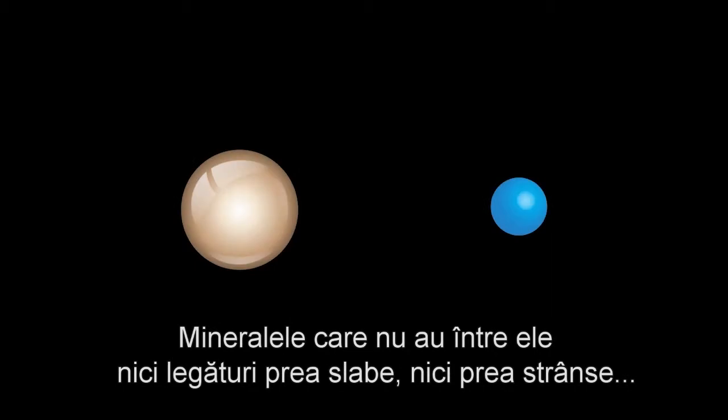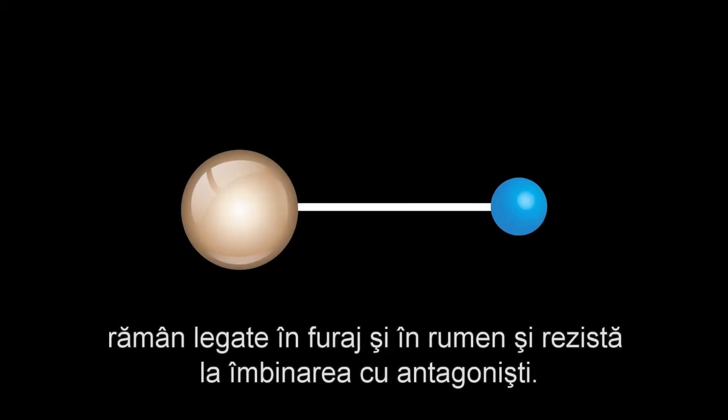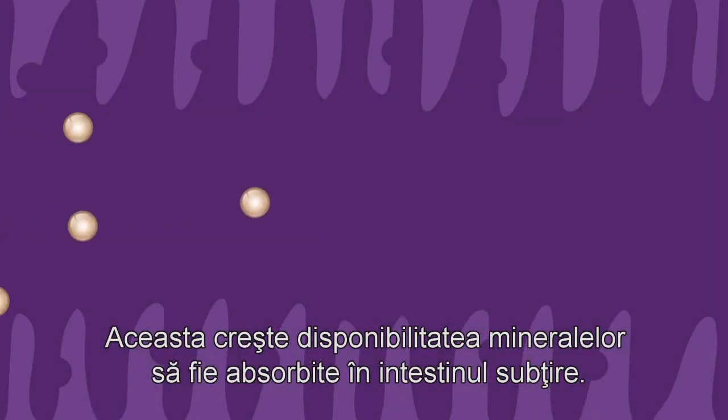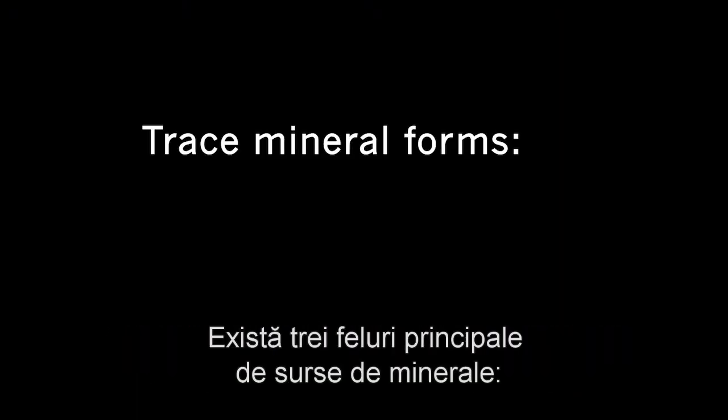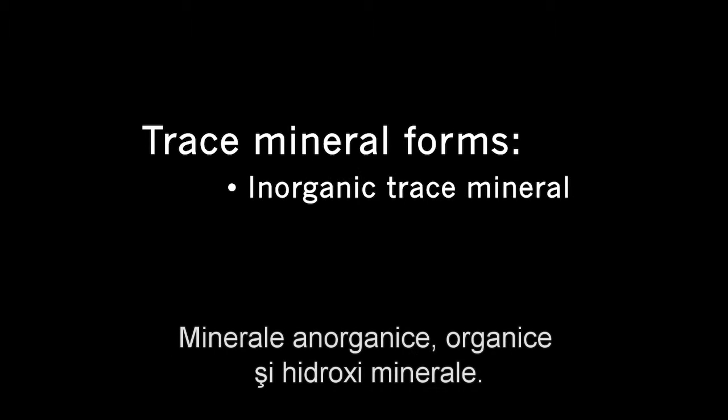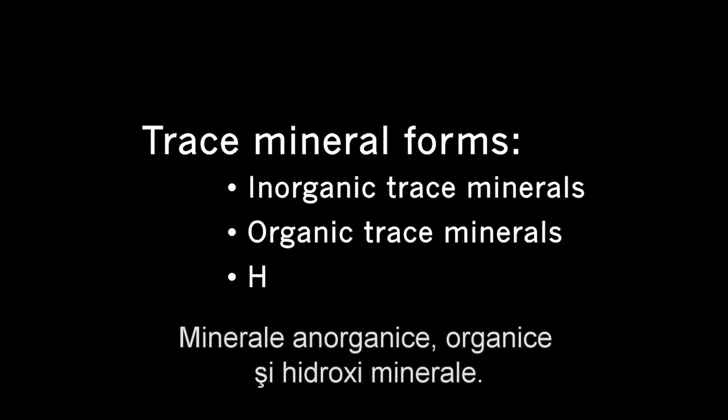Trace minerals with bonds that are neither too weak nor too strong hold together in the feed and in the rumen and resist bonding to antagonists. This makes more trace minerals available to be absorbed in the small intestine. There are three main sources of trace minerals: inorganic trace minerals, organic trace minerals, and hydroxy trace minerals.